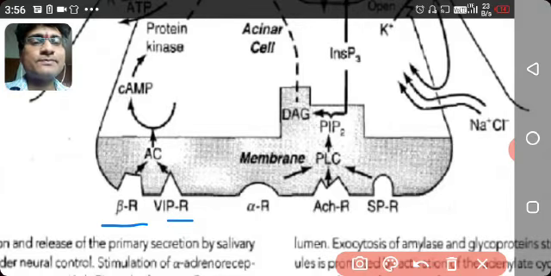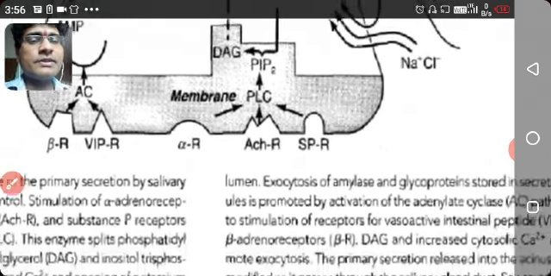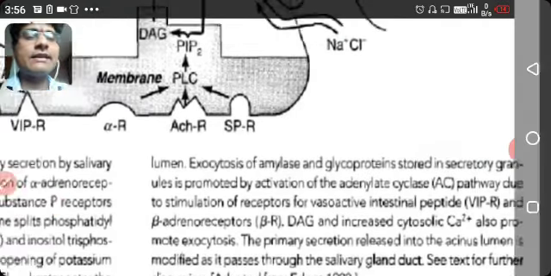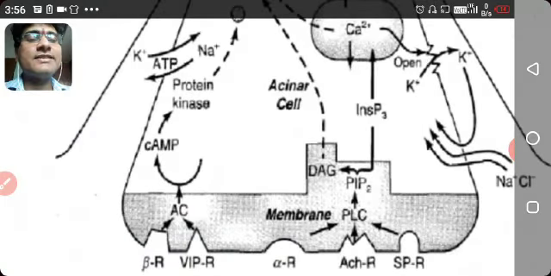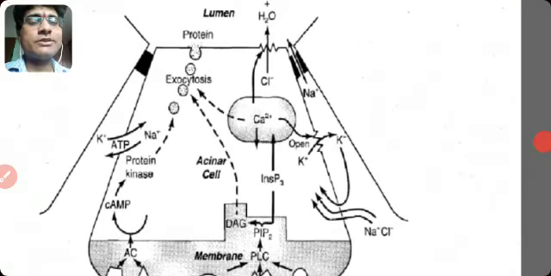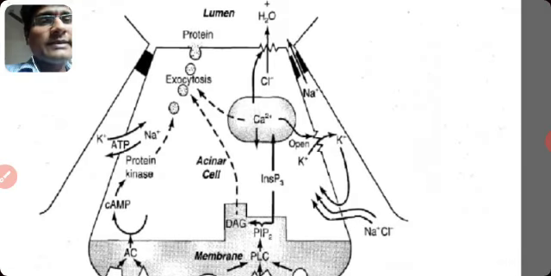These activate AC. This AC is adenylate cyclase, and this adenylate cyclase activates cAMP, which is called cyclic AMP. This cyclic AMP activates the protein kinase pathway, and due to this protein kinase pathway, the exocytosis process occurs, and amylase enzyme with certain polypeptides are secreted in the saliva. This is the process.